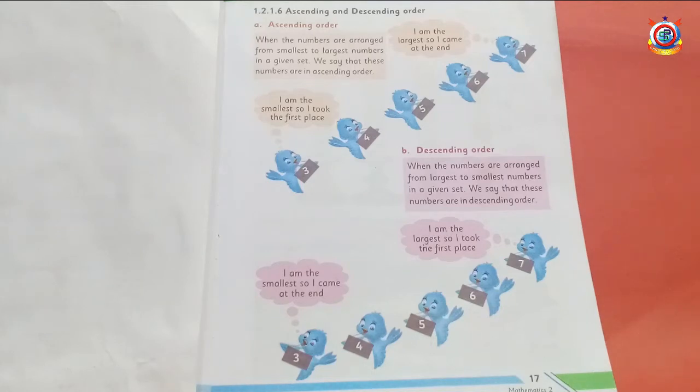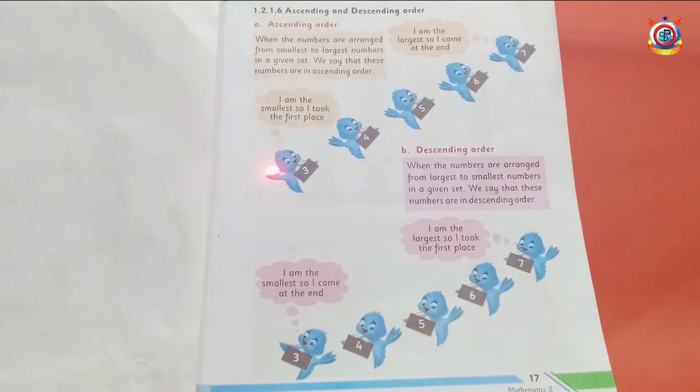Look at the birds. Look at the lowest bird. I am the smallest, so I took the first place. We will start from the lowest number. That is why this bird is in first place. We will start from here, from the lowest number, and the lowest number is 3. After this is 4, and after this is 5. After this is 6. And the last number, which is the greatest number, is 7.